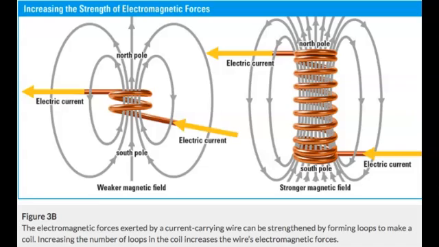Electromagnets differ from permanent magnets in several ways. First, electromagnets can be turned on and off. Second, the strength of an electromagnetic force can be changed by changing the amount of current in the wire or by changing the number of loops in the blank, number 11.